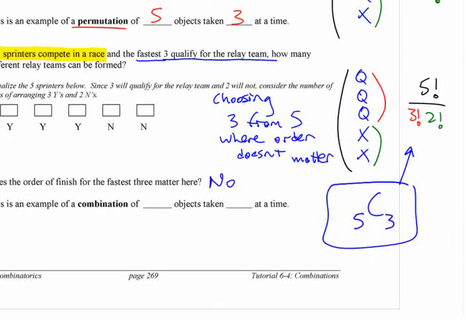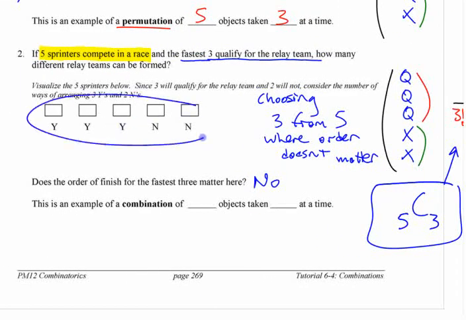Now, I originally had yeses and nos over here. Basically, you're just rearranging the yeses and the nos, right? All you care about is 3 yeses and 2 nos. This could be A, B, C, and then the other 2 people here, or whatever. But you don't care about rearranging the order of the 3 that qualify. This is an example of a combination of 5 taken 3 at a time.